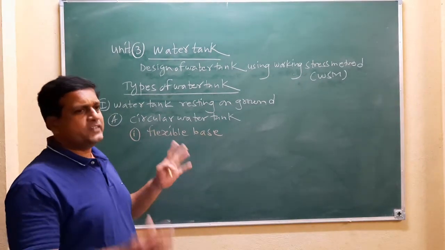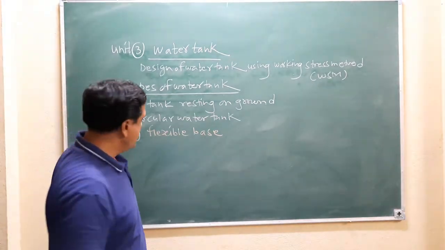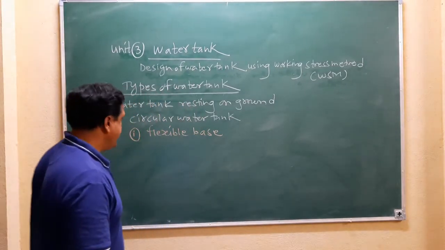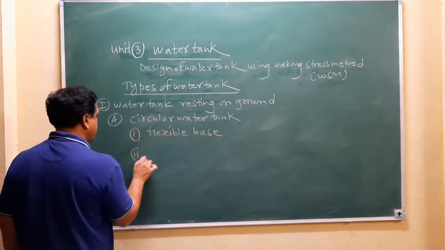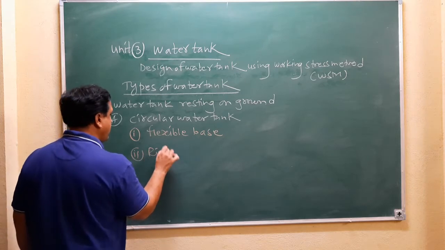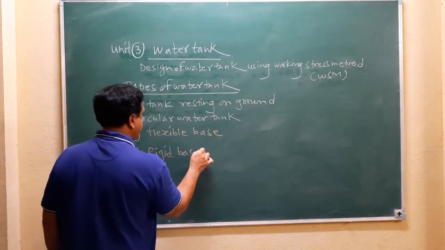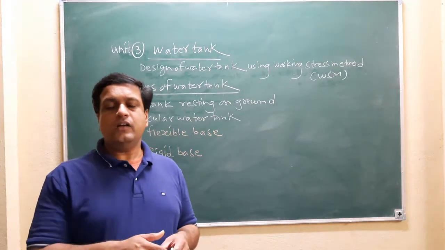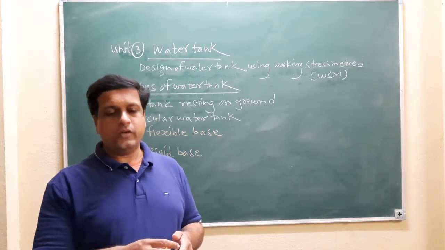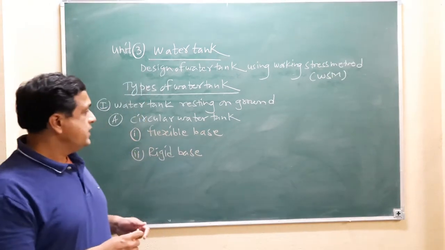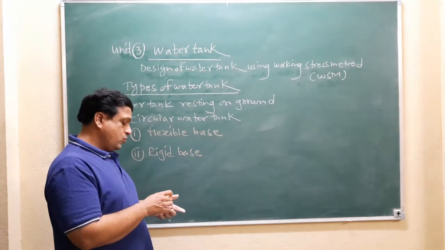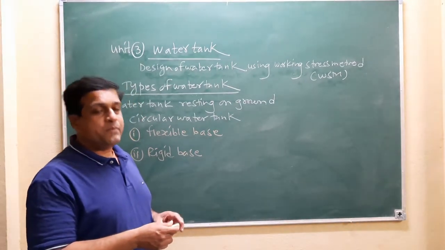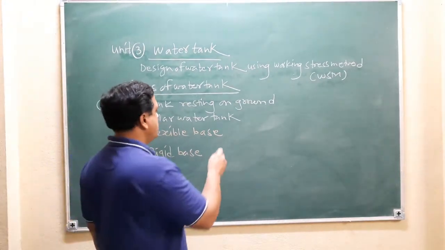Flexible base. I will tell you exactly what is the meaning of a flexible base. In the flexible base water tank, and second one is the rigid base. Second one is the rigid base circular water tank. Rigid base circular water tank. Okay. And to design a flexible base water tank we are using the approximate method and the IS code method.